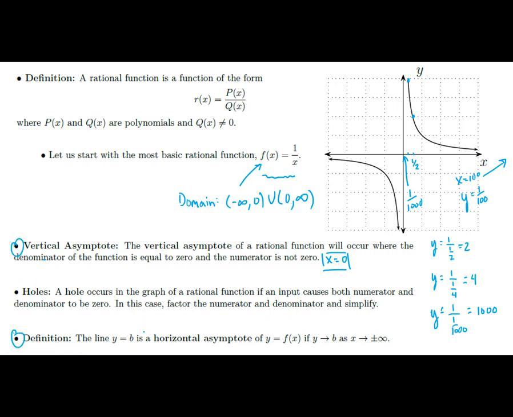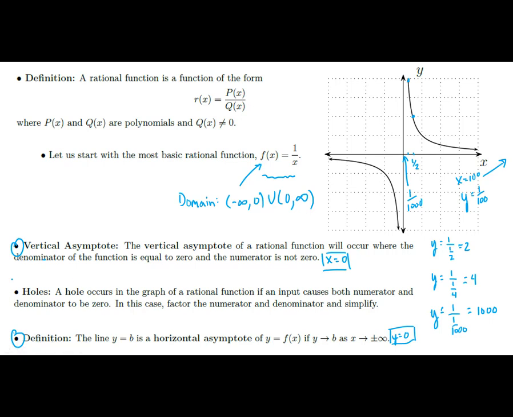It says the line y equals b is a horizontal asymptote if y approaches b as x approaches plus and minus infinity. Well, we saw up here that as x goes to positive infinity and as x goes to negative infinity, y gets close to 0. So what we would say down here is that y equals 0 is our horizontal asymptote. It's the horizontal line that the graph seems to approach.